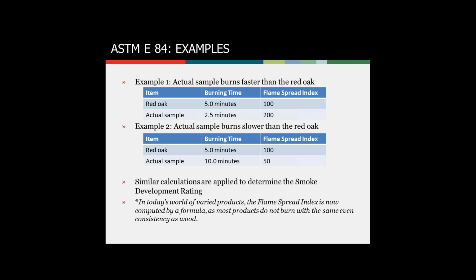This is just a chart giving you a quick example. The red oak arbitrarily burns in 5 minutes the entire length. You give it a flame spread index. If you have an actual sample which burned faster than the red oak, you'd have a 200 flame spread index. Below you see again, the red oak burns 5 minutes. It gets a rating of 100. And the actual sample burns twice as long as the red oak, and therefore it gets a better flame spread index, a lower value of 50.